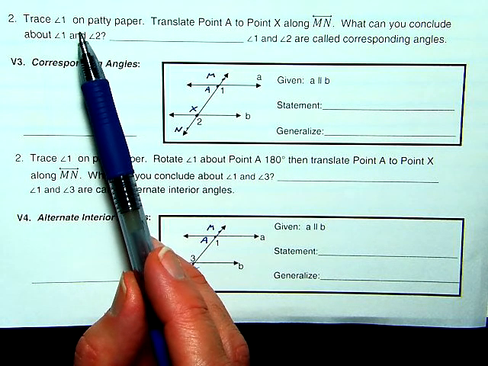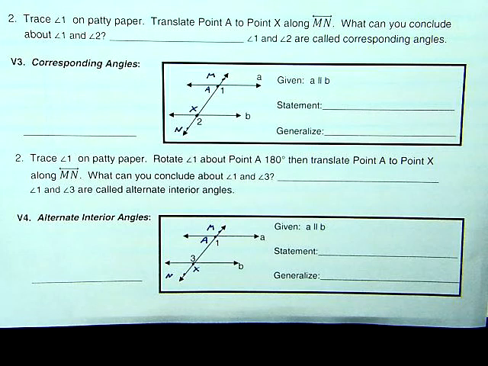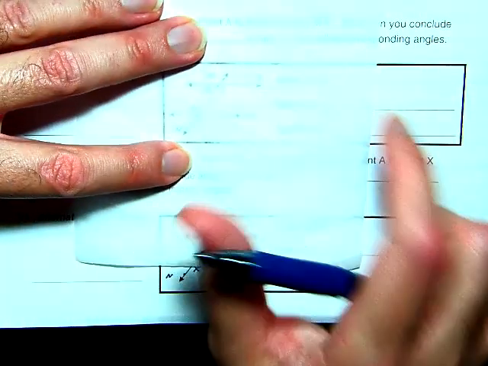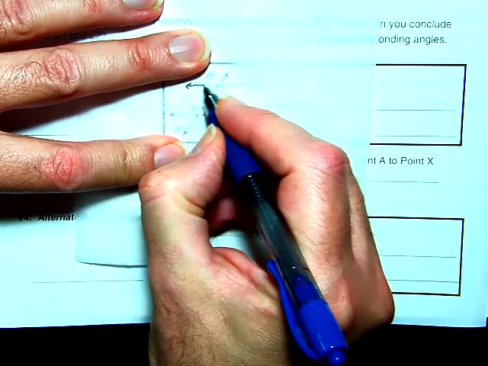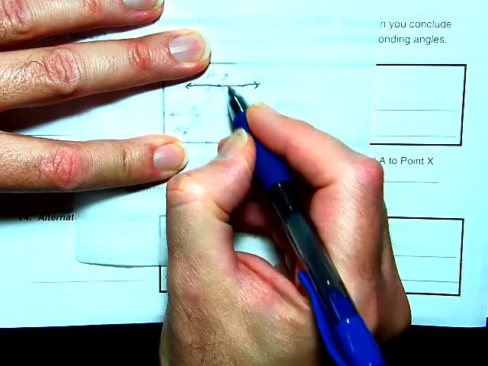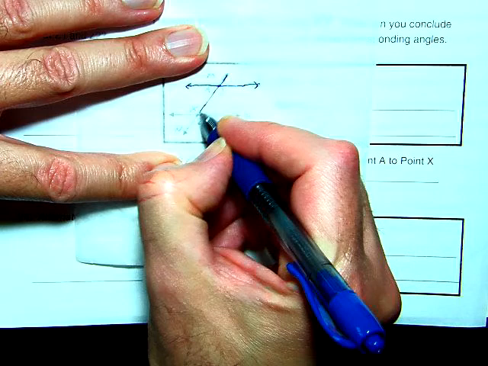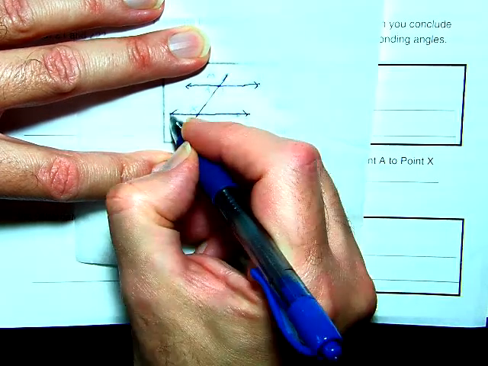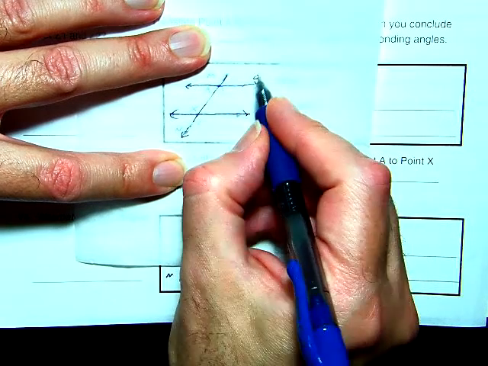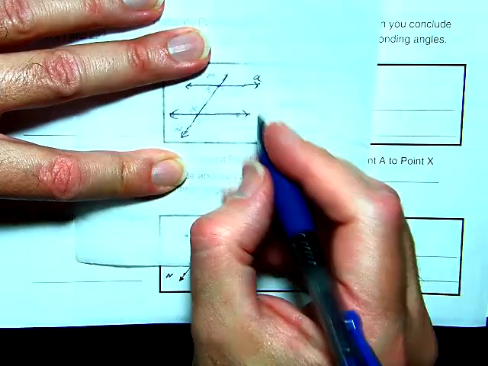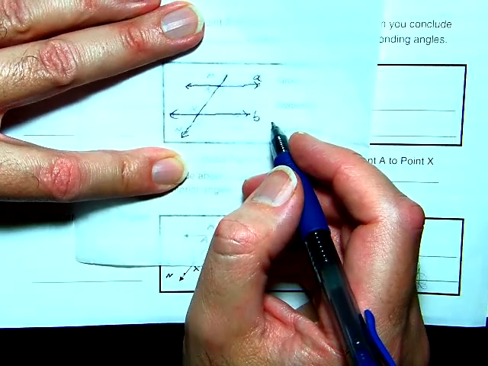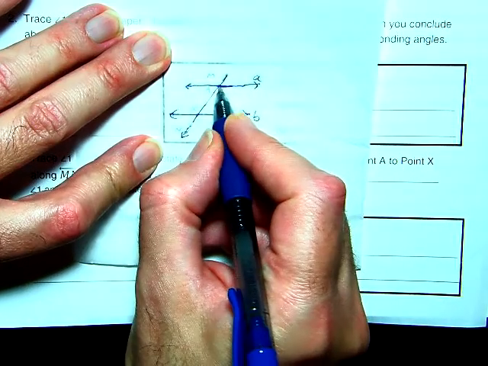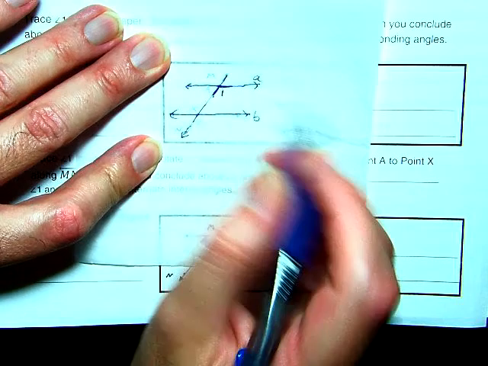Trace angle 1 on patty paper. So let's go ahead and do that. Let's take our patty paper and let's trace angle 1. We've got our line MN. We've got our two parallel lines. In this case, they're A and B. And so we are supposed to trace angle 1. Well, that's right here. We'll call it angle 1.